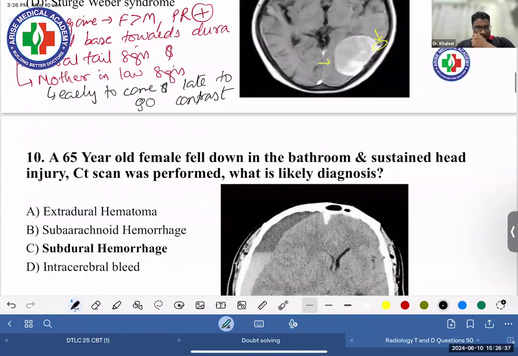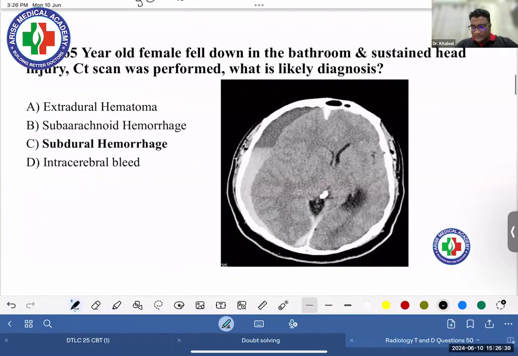What is the answer that is written for this? What did you write as the answer? Simple one. A female fell down and met with an injury at the head. A CT scan was performed. What is the likely diagnosis? On the CT scan, you see a crescentic area. Great, it is crescentic.